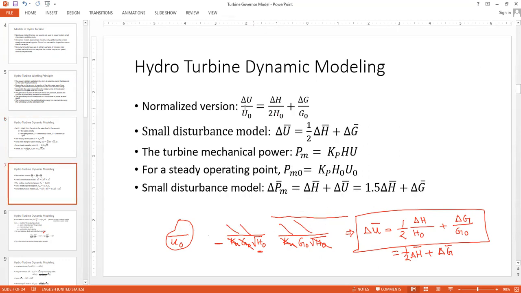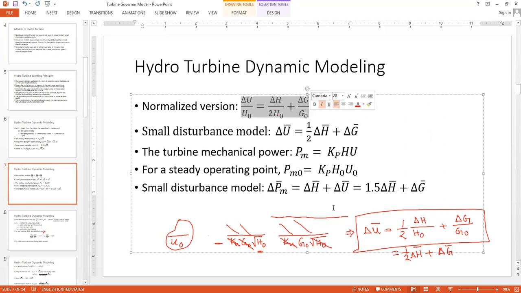So you see, this is del u over u naught. So this part is actually done here. So del u bar is half of del h by h naught plus del g by g naught, and then we are making it like half of del h bar plus del g bar. So this expression is done. So this is the small disturbance model in the normalized quantities.